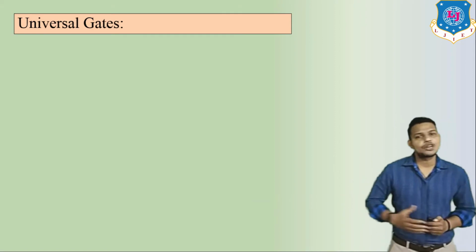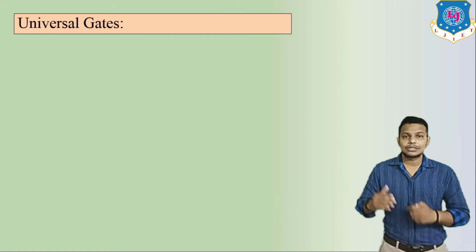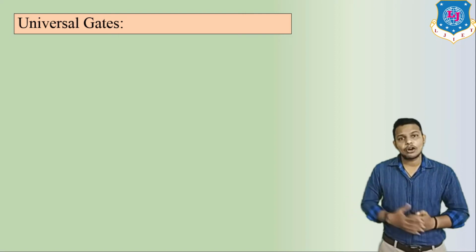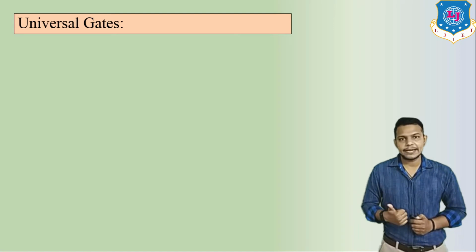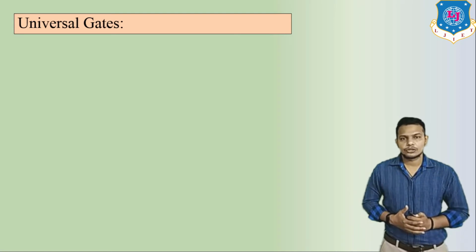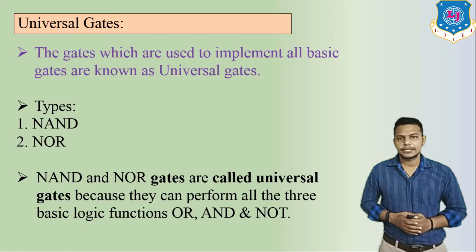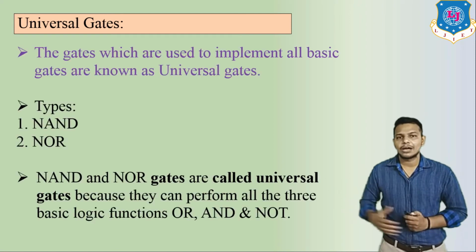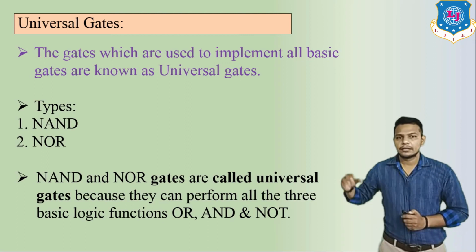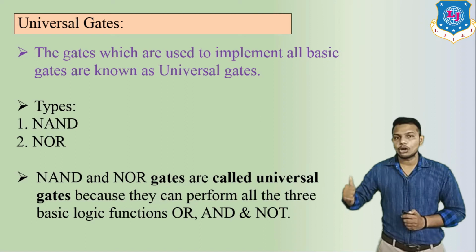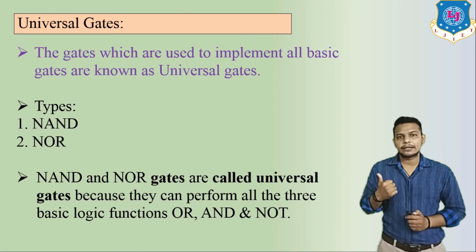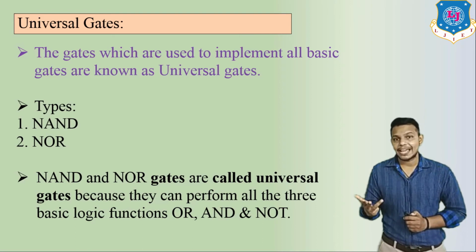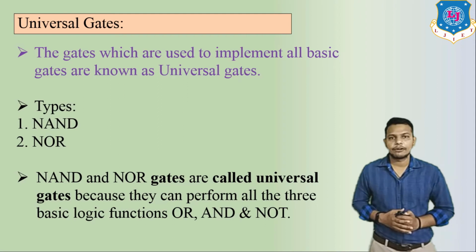Now let us discuss universal gates. So why is it known as universal gates? Because by using NAND and NOR gates, we can implement all types of gates, like basic gates or derived gates. So that's why it is known as universal gates. So here we can see NAND and NOR are the universal gates, and we can perform all types of gates through these universal gates, like AND, OR, NOT, XOR, XNOR, any one.